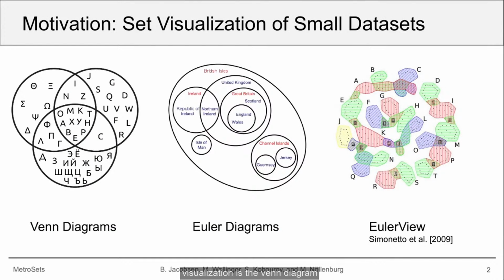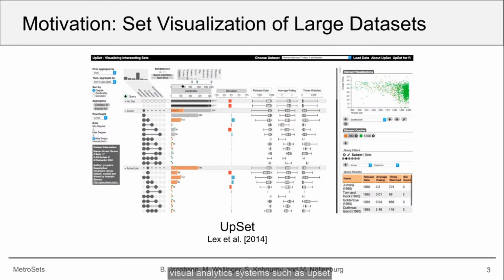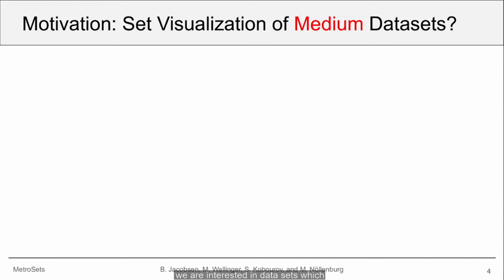Perhaps the most well-known style of set visualization is the Venn diagram, and its close cousin, the Euler diagram. Although these types of visualizations are intuitive and easy to understand, they do not scale well, and cannot be used to visualize more than a few sets at once. Visual analytic systems, such as UpSet, make it possible to work with much larger datasets. However, the scalability often comes at the cost of a non-trivial interface and less intuitive visualizations, which require training to interpret and navigate. We are interested in datasets which fall in the middle, too large to be visualized with Euler diagrams, but not so large that they require a visual analytic system.